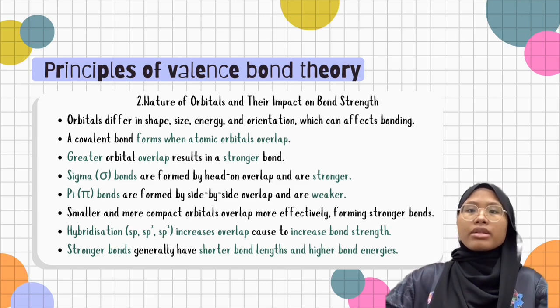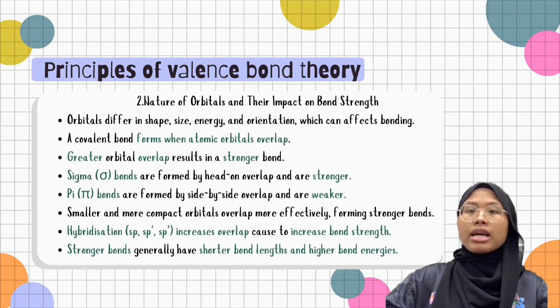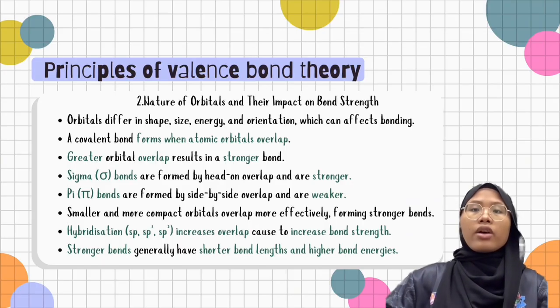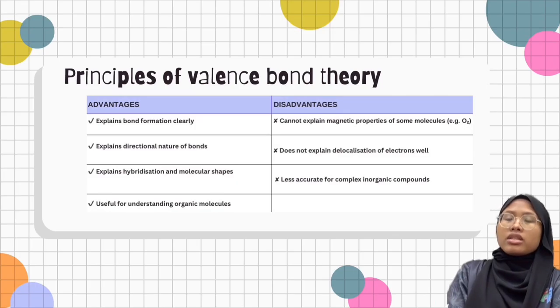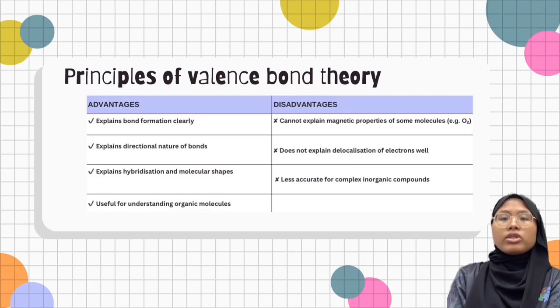Smaller and more compact orbitals overlap more efficiently, which results in stronger bonds. Hybridization such as sp, sp2, and sp3 also increases overlap by creating orbitals that are better oriented for bonding, further increasing bond strength. Overall, stronger bonds tend to have shorter bond length and higher bond energy, meaning more energy is required to break them. There are several advantages and disadvantages of the principle of valence bond theory.